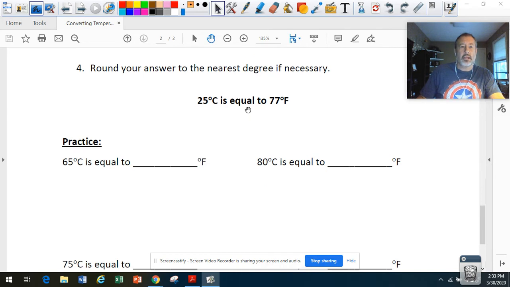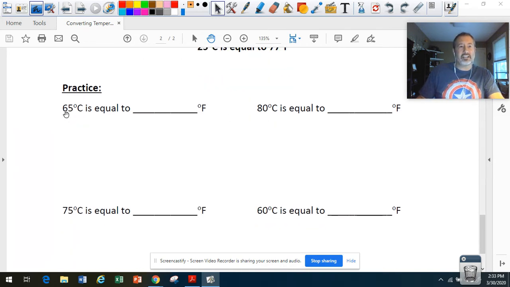So here we go. We're going to take 65 degrees Celsius is equal to how many degrees Fahrenheit? So now we're going from Celsius to Fahrenheit. First thing it says to do is take our 65 and multiply that times 9. So 65 times 9 is 585 degrees. Then it says take that 585 and divide it by 5. So we divide that by 5.